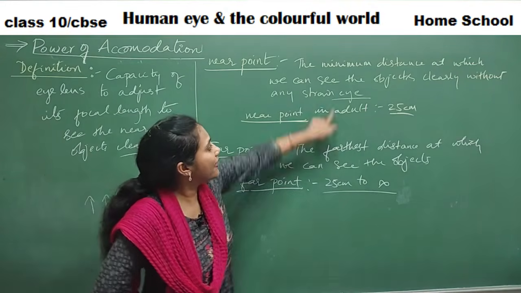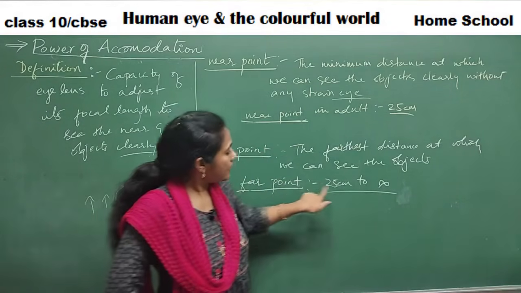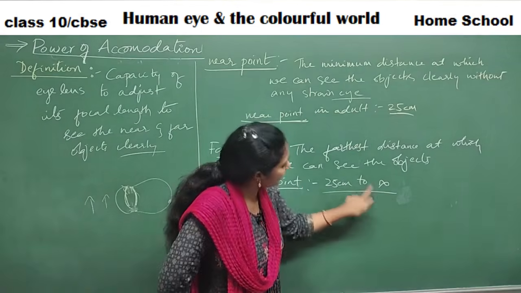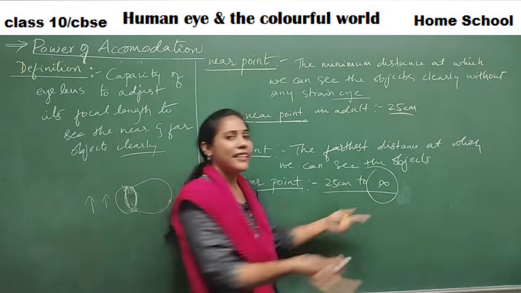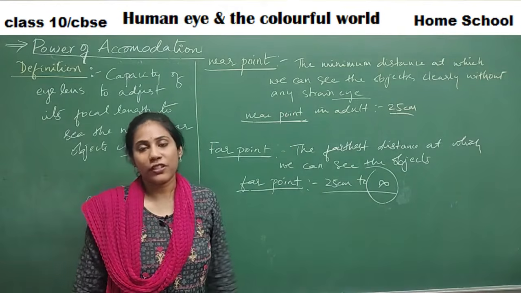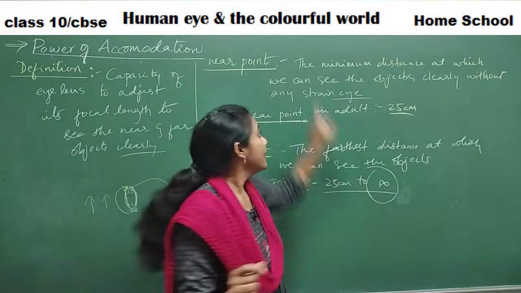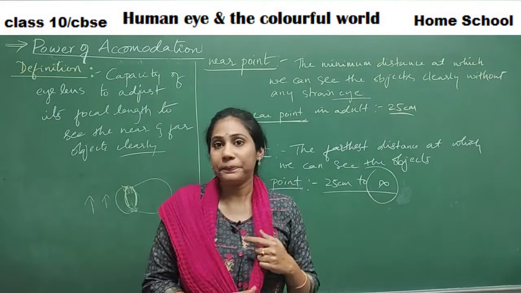So this is about the near point and far point. Try to remember the ranges here. Near point is 25 centimeter. Far point is 25 to infinity, or if you just mention infinity, that is more than enough. Try to remember their definitions also. That's all about the power of accommodation, near point and far point.